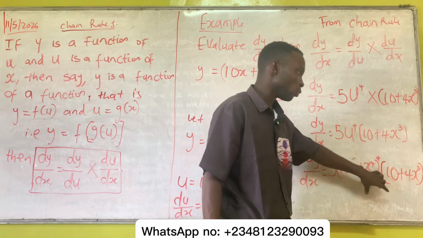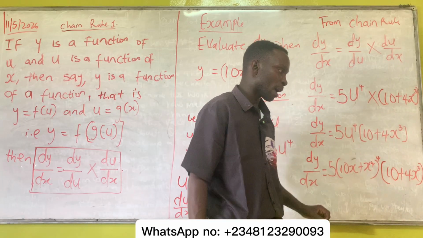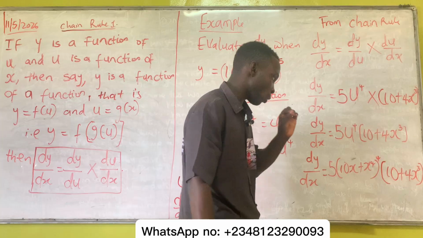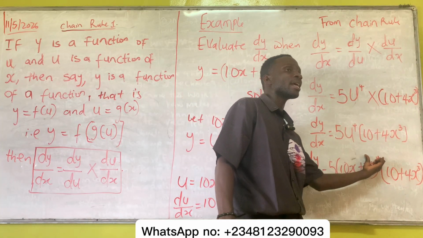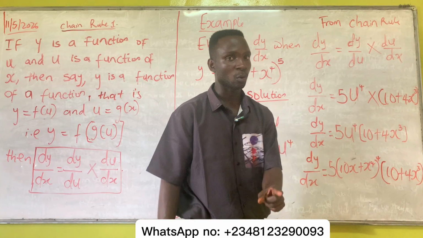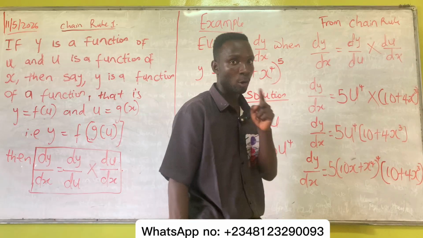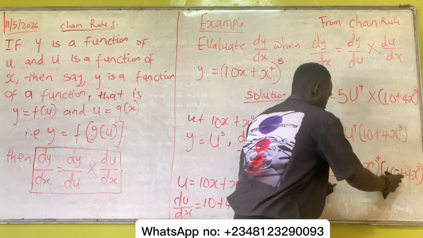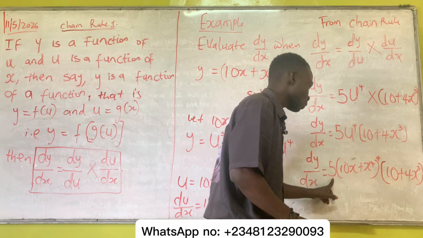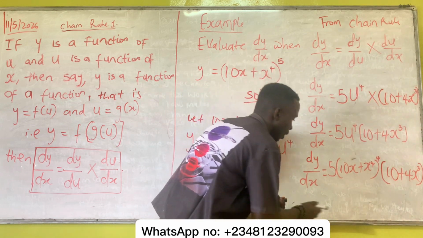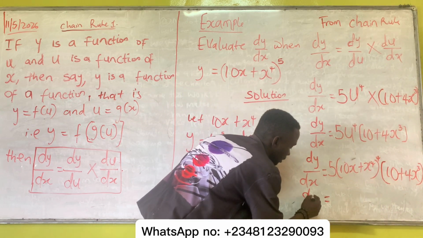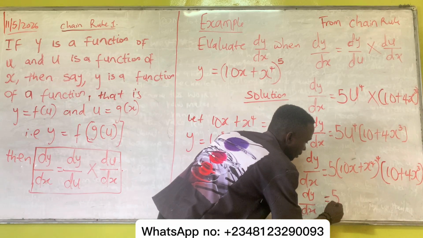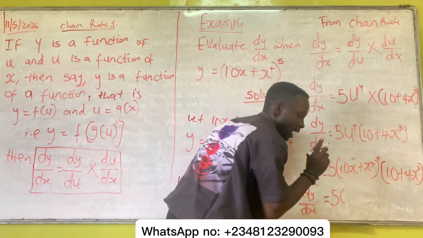Now at this point here, look at it here. We are supposed to expand, but can we expand? It's possible that we can expand, but if we want to expand this one here, it will be very long, very long. So in that case now, what we're going to do is multiply this one and this 5 here. So if this one multiplied by 5, we are going to have dy dx will now be equal to, take the 5 first, multiply by this first bracket first.